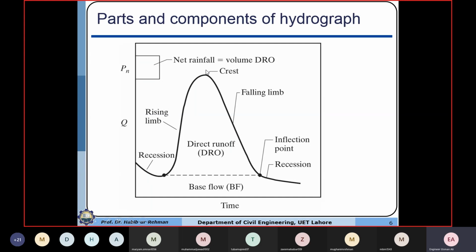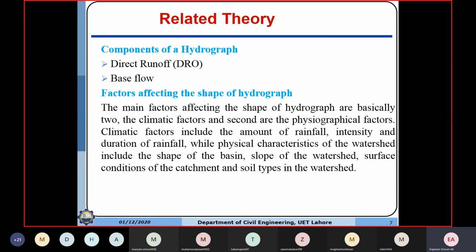Whatever hours you get, you will move that many hours from the peak towards the downstream end, and you will mark a point over there. This point, where the DRO ceases or finishes, is n hours away from the peak. So you find n, and mark a point n hours from the peak on the recession side, and that will be the inflection point.